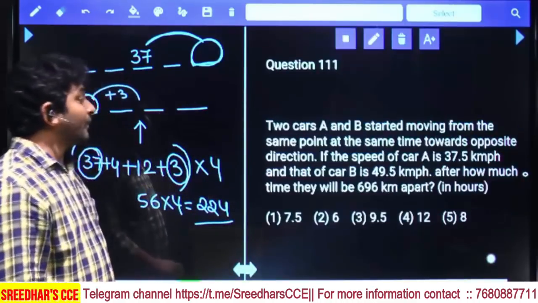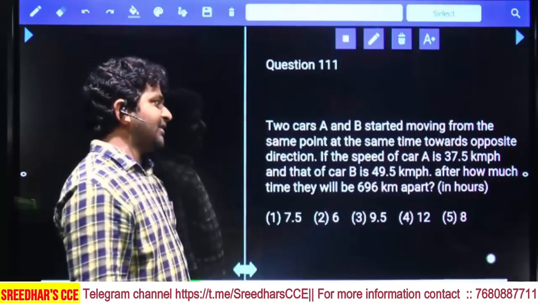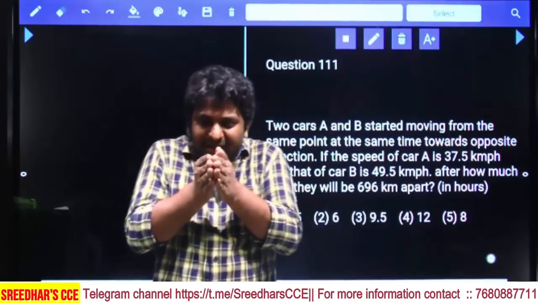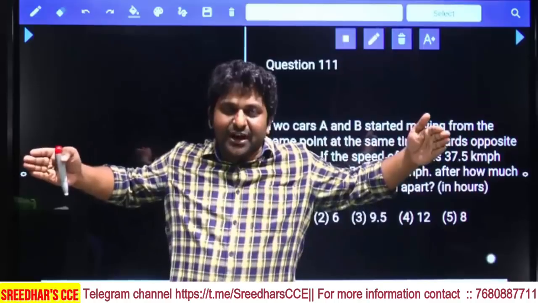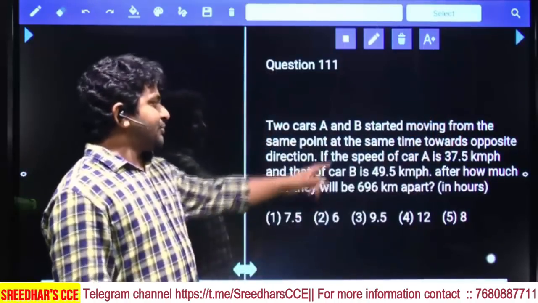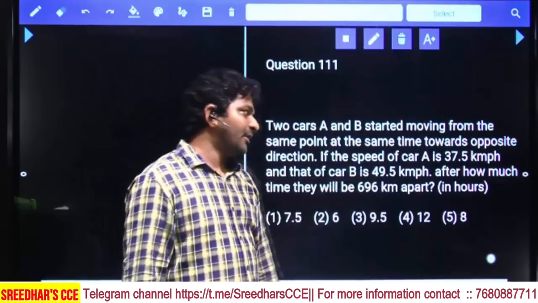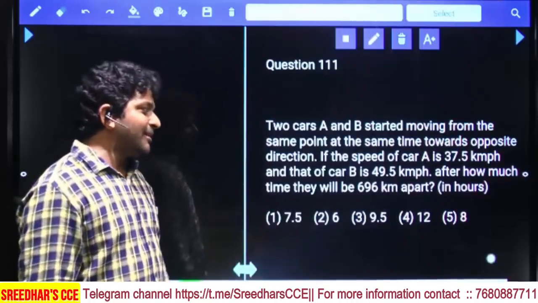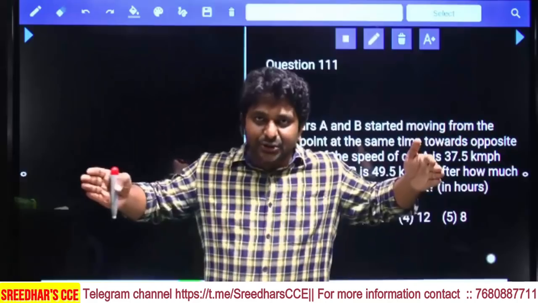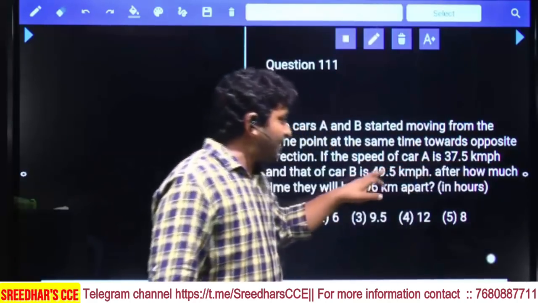Next. 2 cars A and B started moving from the same point at the same time towards opposite directions. They started from the same place but moving opposite to each other. If they are moving opposite to each other, relative speed becomes S1 plus S2. The speed of car A is 37.5 and the speed of car B is 49.5. After how much time will they be 696 kilometers apart? Relative speed is S1 plus S2, 37.5 plus 49.5.